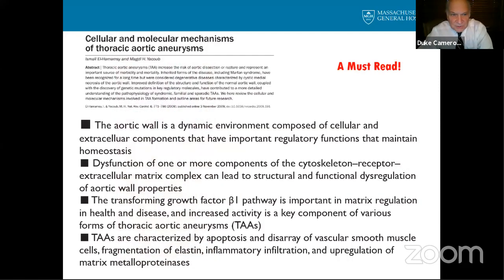I also want to pause and mention an article which I encourage all of you to read. It's called Cellular and Molecular Mechanisms of Thoracic Aortic Aneurysms, written by El Hamamsi and Sir Magdi Yacoub about 10 years ago and appeared in Nature Reviews Cardiology. You know, every senior surgeon has one paper in the literature that was written by someone else that we deeply wish that we had written. This is the paper that I wish I had written.